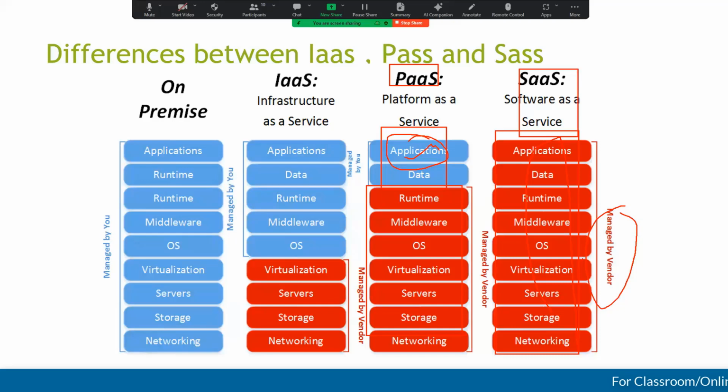For example, MS Teams. In MS Teams, we are chatting with our colleagues and working collaboratively. We can share documents. All that we have to perform ourselves, but actually it is managed by Microsoft. If the Microsoft Teams service is down, the entire world will not be able to chat and cannot work collaboratively. Clear? Got it?